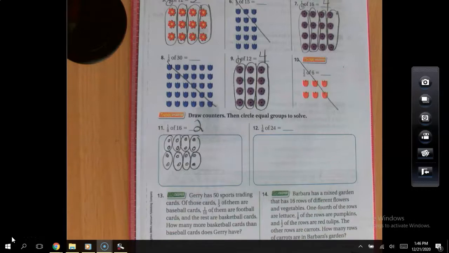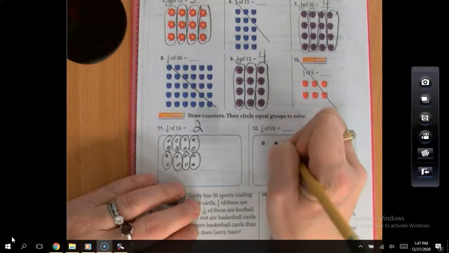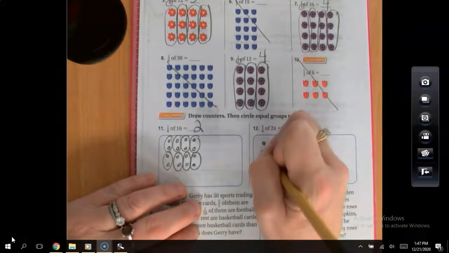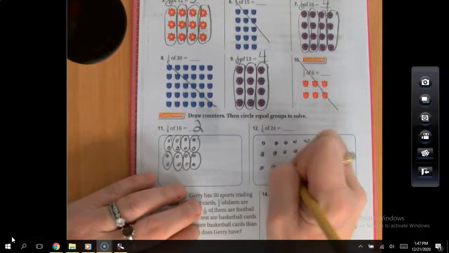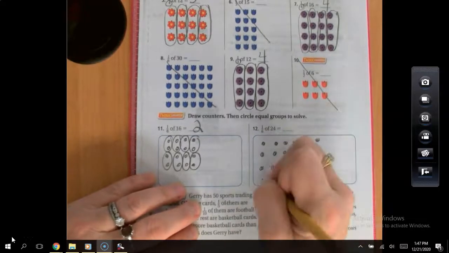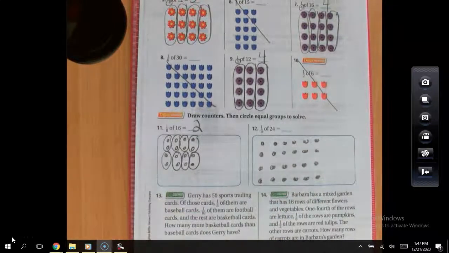All right, let's look at number 12. 1/6 of 24. So I have 1, 2, 3, 4, 5, 6, 7, 8, 9, 10, 11, 12, 13, 14, 15, 16, 17, 18, 19, 20, 21, 22, 23, 24. All I did was make myself an array. That's all you have to do. Now you need to make 6 equal groups.